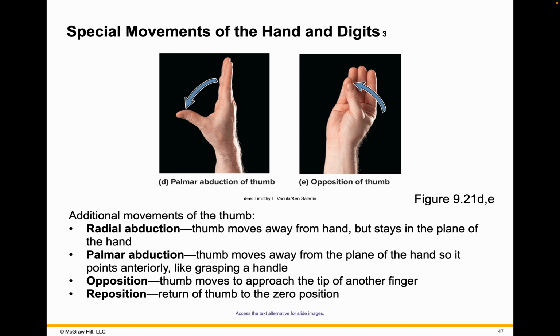In the hands and digits, we have some special movements: radial adduction, radial abduction, thumb moves away from the hand. Palmar abduction, thumb moves away from the plane of the hand. Opposition and reposition.